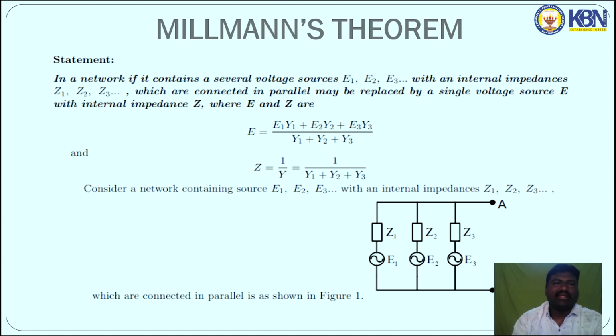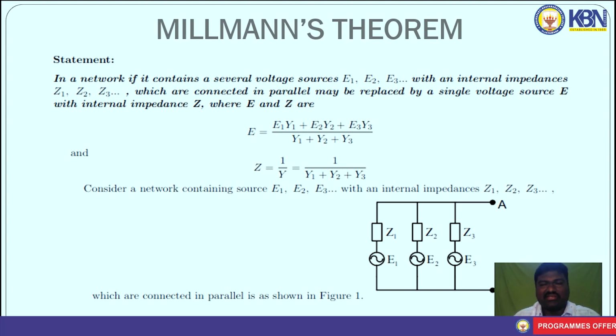Finally, Millman's theorem. In a network, if it contains several voltage sources E1, E2, E3 with internal impedances Z1, Z2, Z3 and so on Zn, which are connected in parallel, they may be replaced by a single voltage source E with internal impedance Z, where E is equal to E1 Y1 plus E2 Y2 plus E3 Y3 by Y1 plus Y2 plus Y3 and so on Yn. Here the admittance is nothing but the reciprocal of impedance.